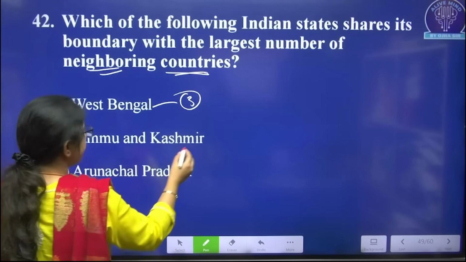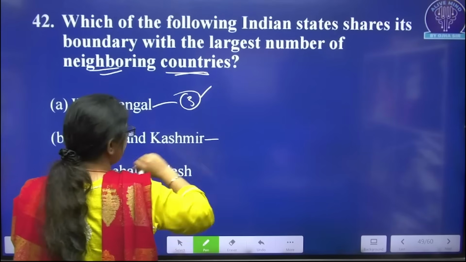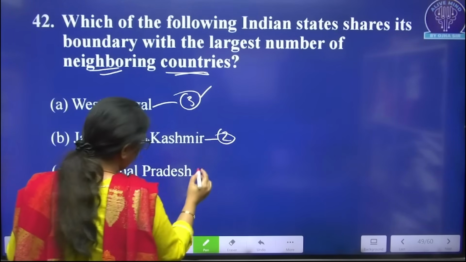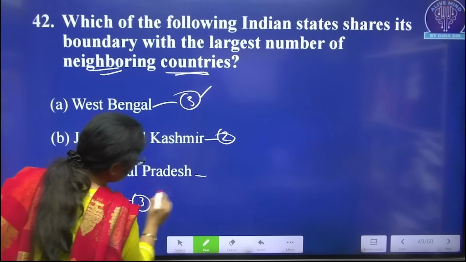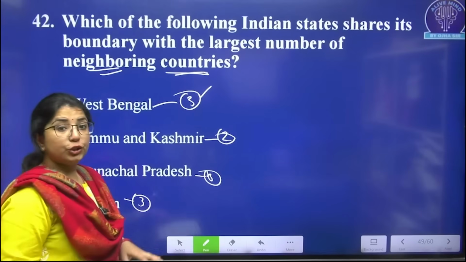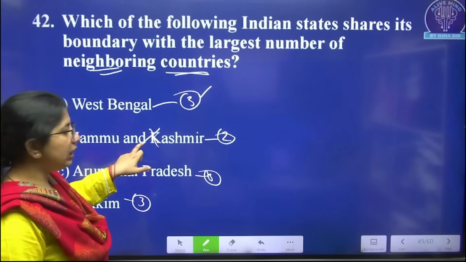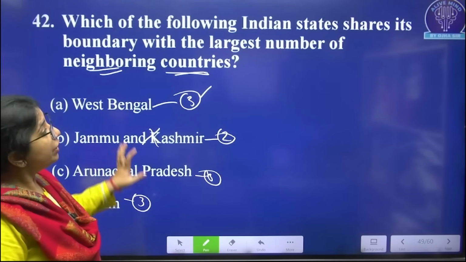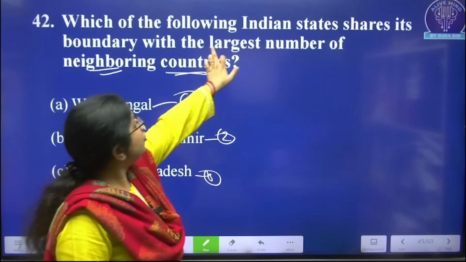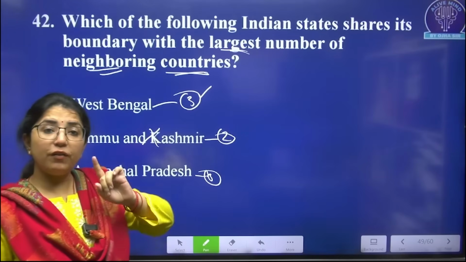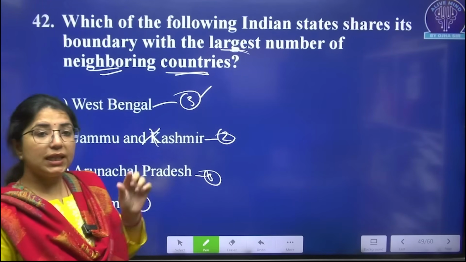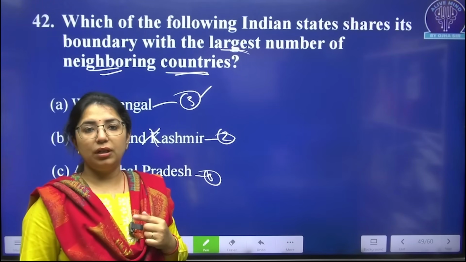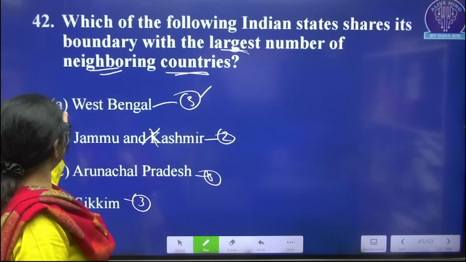So here why it is important, it shares border with 3, it shares border with 2, and these both also share border with 3 countries. So mainly this you will be able to eliminate, but then you will get confused between these both. What they've asked, largest. You also have to take into consideration the kilometers, longest boundary. So the answer is West Bengal.